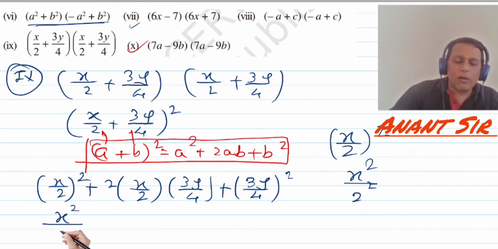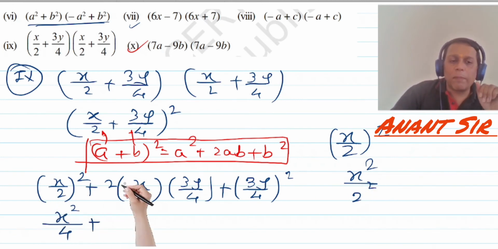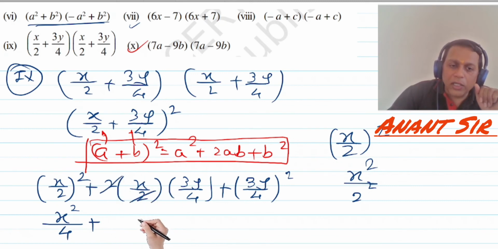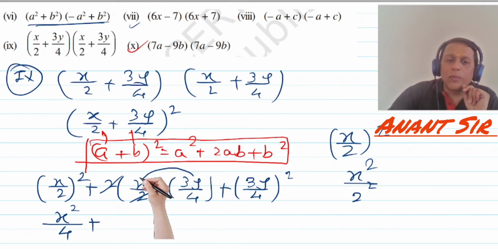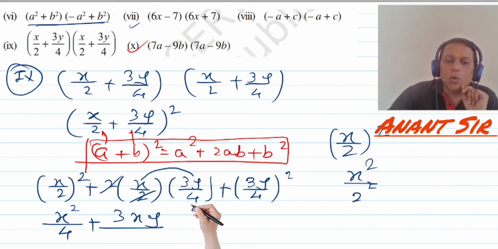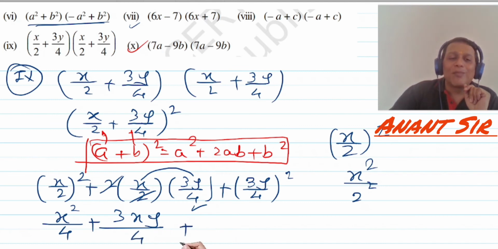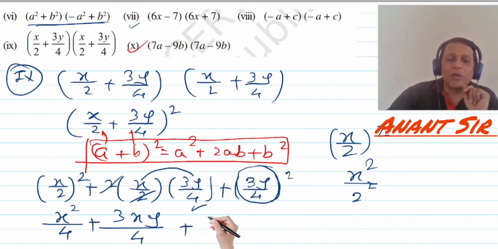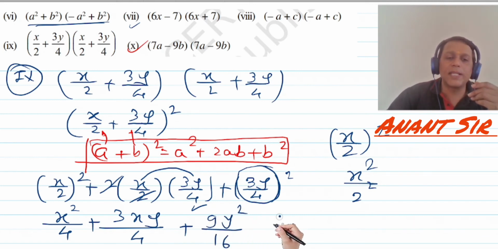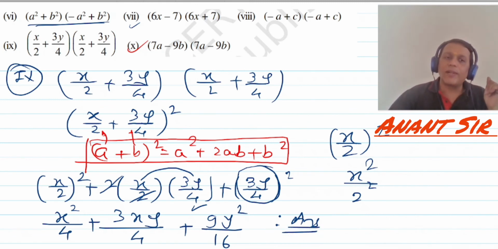So x square will be x square, 2 square will be 4, plus I can cut this 2 in the numerator and denominator. Then what remains in the numerator is 3xy, and what is there in the denominator? Only 4, plus here we have to square all the terms. 3 square will become 9, y square will be y square, 4 square will be 16. Now they are unlike terms, so this is the final answer, friends.